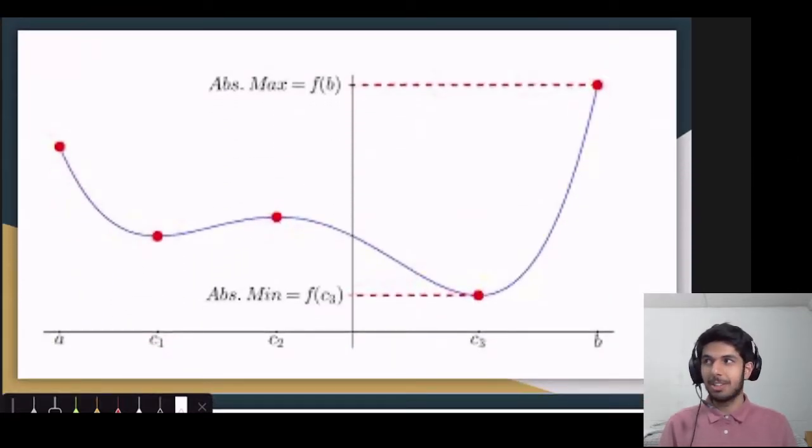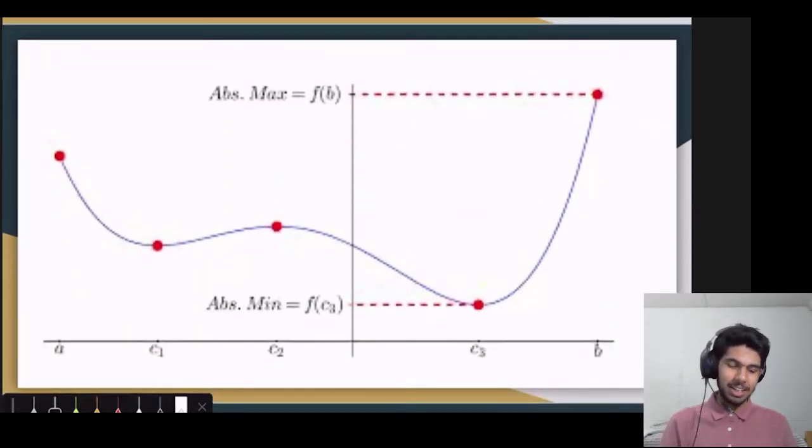So now we have a nice little visual representation of what's going on. We have some function here, and we have an interval from a to b. The function is defined on this interval because, well, we see a picture of it. So within this interval, this point at c3 is the absolute minimum because for all other points within a and b, the function evaluated at those points are all greater than or equal to the function evaluated at c3. It's the lowest point.